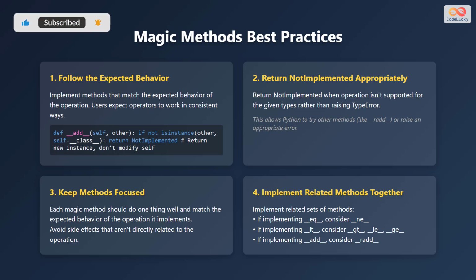Each magic method should do one thing well and avoid side effects unrelated to the operation it implements. Fourth, implement related methods together. If you're implementing equivalence, consider implementing not equals as well. If you implement less than, consider implementing greater than, less than or equals, and greater than or equals to maintain consistency.